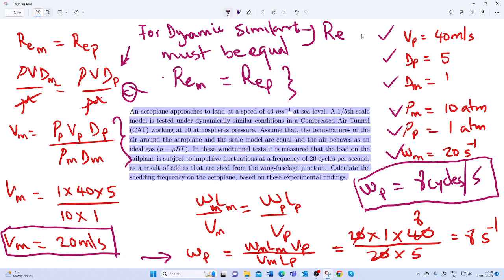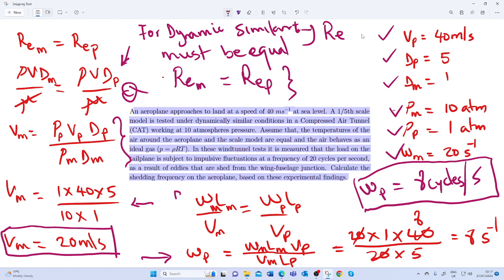From there we can slot in all our values, and we know that the velocity for the prototype is 40 meters per second. The size for the prototype is 5. The size for the model is 1. And the density for the model is 10 atmosphere. The density for the prototype is 1. And the shedding frequency for the model is 20 cycles per second. By slotting all these values into this equation, we find our model velocity to be 20 meters per second.